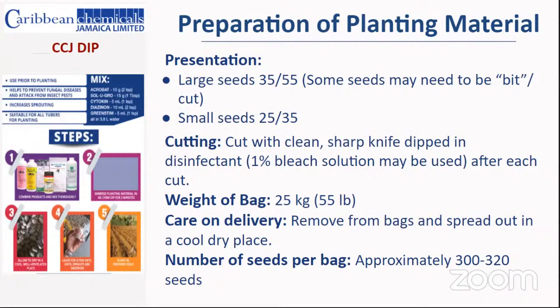We also recommend for those farmers who would buy the big seeds and cut them, and even for the small seeds as well, that you look at our Caribbean Chemicals Jamaica dip. We have different options to suit your particular pocket. The options would include a fungicide like our Acrobat, biostimulants and fertilizers such as Cytokine, Green Stim, and Soligrow, and an insecticide such as our Diazinon.